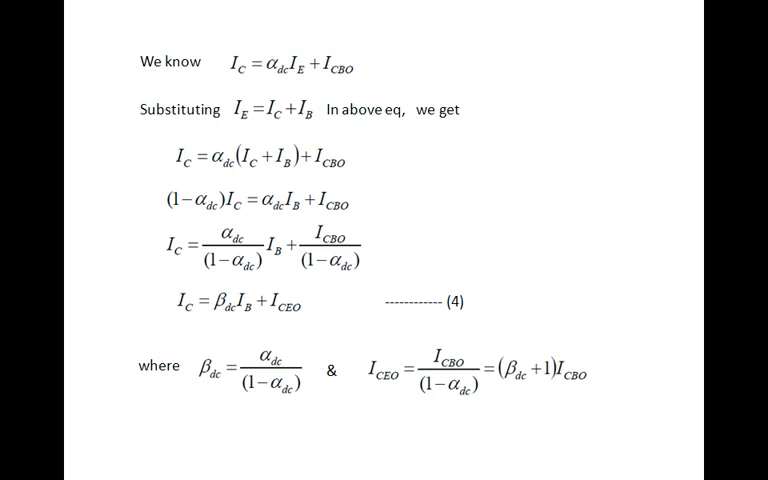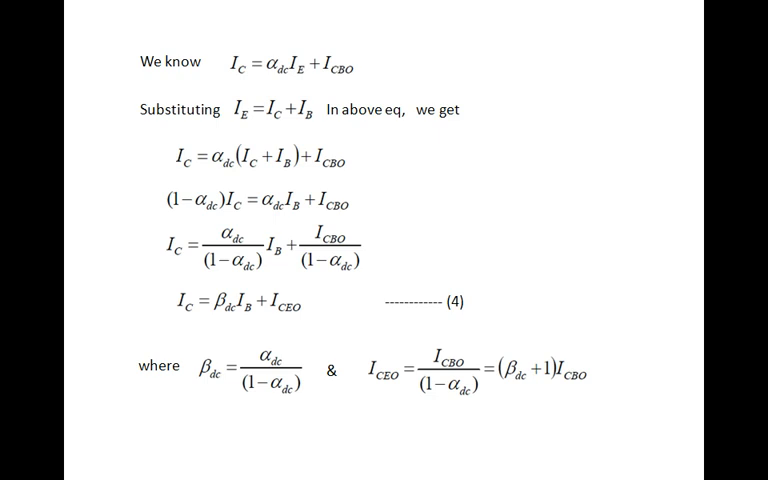So we know that IC is equal to alpha DC IE plus ICB0, and IE, the emitter current, is equal to the sum of base current and collector current. You substitute in the equation, so you will get IC is equal to alpha DC by 1 minus alpha DC into IB plus ICB0 by 1 minus alpha DC.